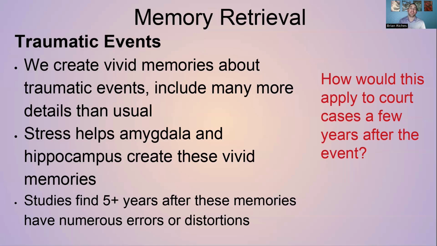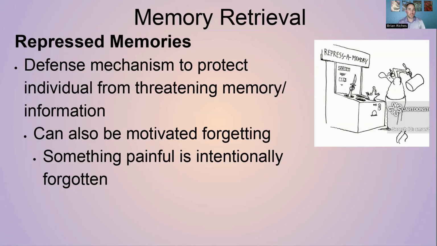In reality, it's a little bit more flexible than that because we're using networks of neurons that can have things added and taken away from them. Like we'll still have that pretty vivid memory, but there might be some errors in there. Repression is another example of something that can happen to our memories.